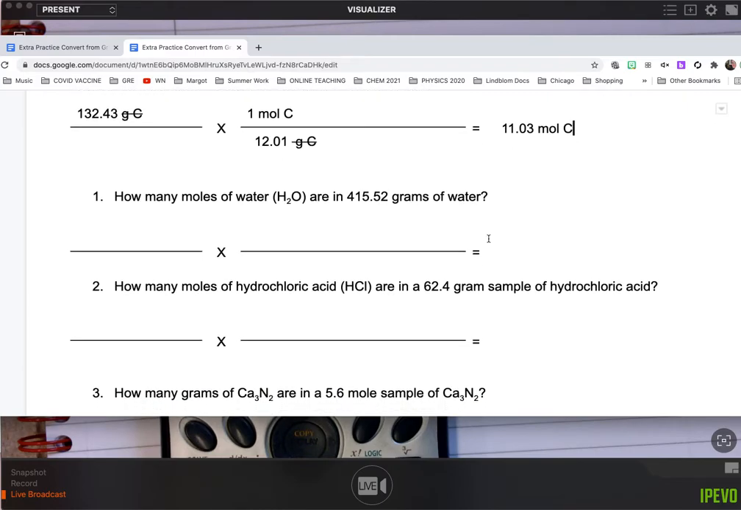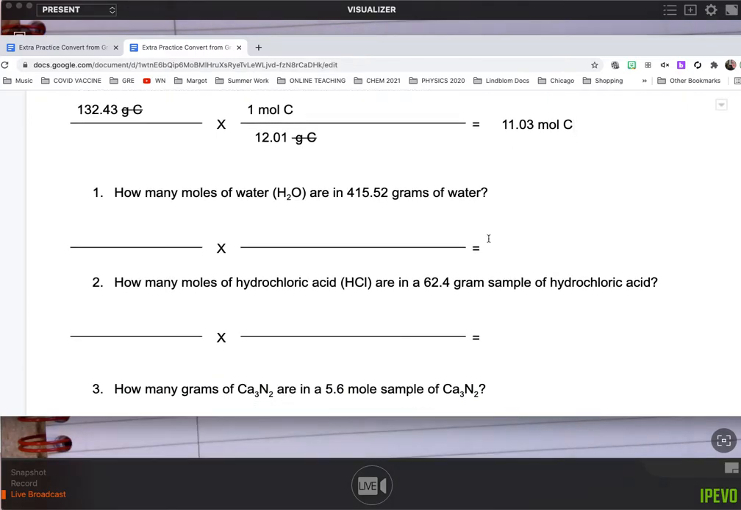Let's look at this next one. How many moles of water are in 115.52 grams of water? Again, we always write what we're given in the first spot: 115.52 grams of water. Then we know that grams of water is going to go in this spot as well, but we need to figure out how many grams of water are in 1 mole of water.